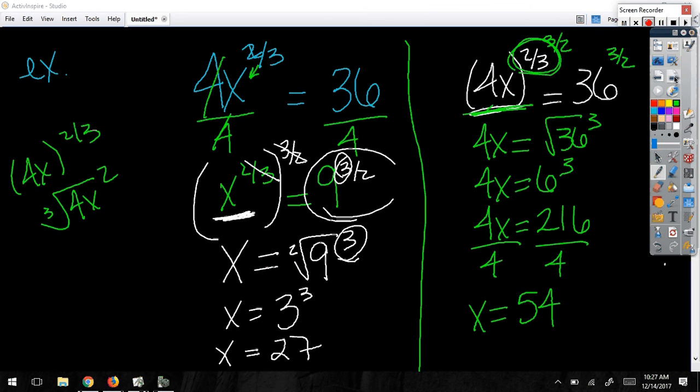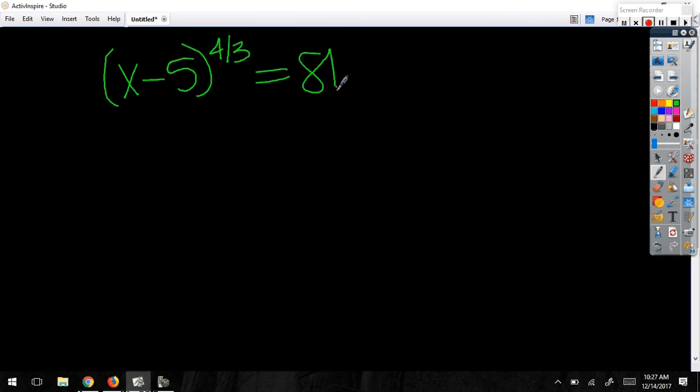Another one. Let's make it a little bit harder. Still not terribly difficult. Let's see. (x minus 5) to the 4/3 equals 81. So my question is, is the exponential piece isolated? No. Yes. No. Yes. How? Because of the parentheses, okay? If it looked like that, it wasn't isolated. But because of the parentheses, it is isolated.